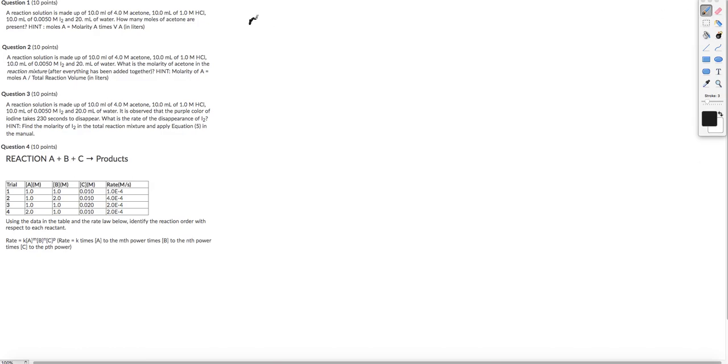And what I say is that the moles of acetone, moles of anything really, is going to be equal to the molarity, which is moles per litre, so the molarity of acetone, times the volume of acetone, but that has to be in litres.